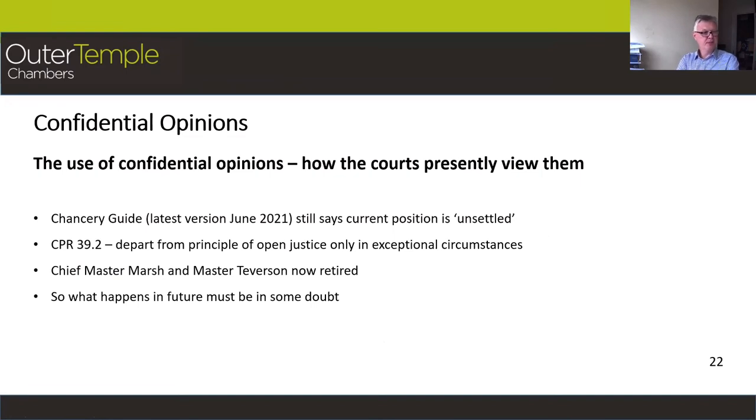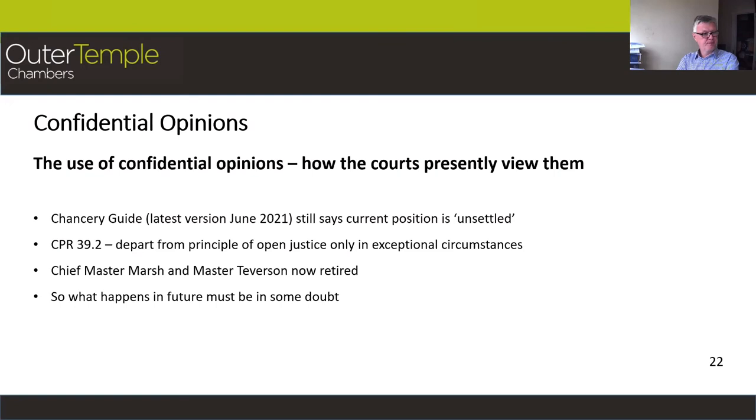But, a number of points, as I've set out in the bullet points in these slides. The Chancery Guide, in its latest incarnation from last month, albeit these particular paragraphs haven't been updated for a while and still refer to Master Teverson as the assigned pensions master, even though he's retired. So query whether it will stay like this. But the Chancery Guide still says that with regard to confidential opinion use in rectification applications, the position is, quote, unsettled, and it refers to cases such as Saga and Paul.